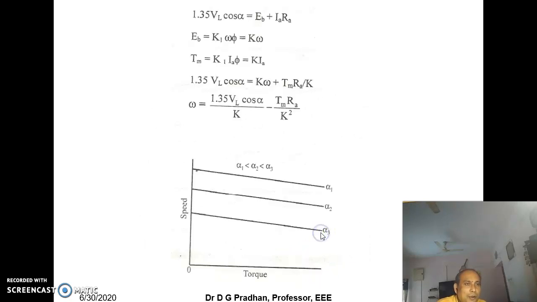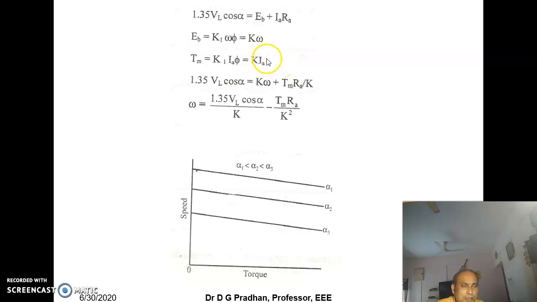Our objective is to find the speed expression and draw the speed torque characteristics. From the previous equation you can write 1.35 VL cos alpha equals Eb plus Ia Ra, under the steady state condition. Also we know that the back EMF equals K1 omega phi. For the separately excited DC motor the flux is constant, so the back EMF is some constant times the speed. Also the torque is equal to some constant times Ia, so torque is proportional to Ia.